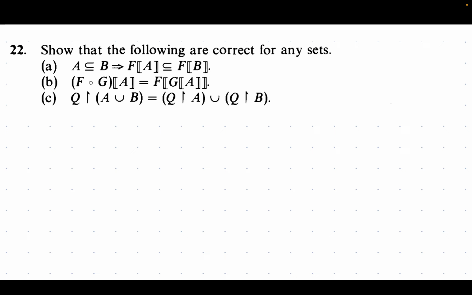Chapter 3, Exercise 22. Which of the following are correct for any sets? A: A is a subset of B implies that the image of F under A is a subset of the image of F under B. B: the image of the composition of F and G under A is equal to the image of F under the image of G under A. And C: the restriction of Q to A union B is equal to the restriction of Q to A unioned with the restriction of Q to B.